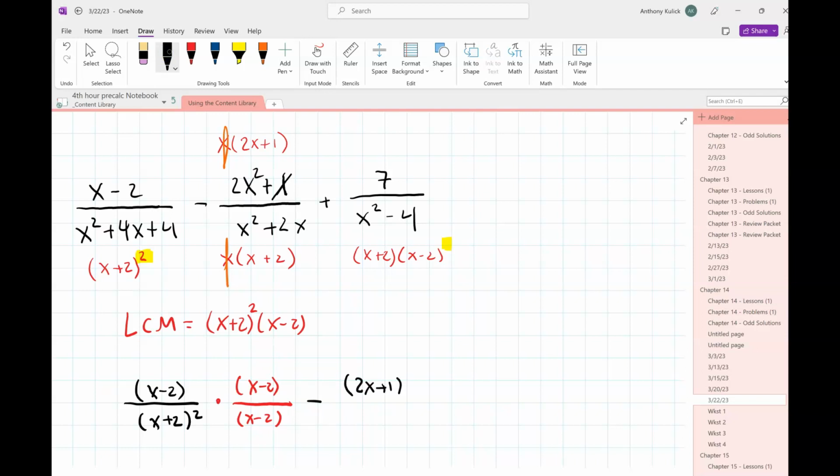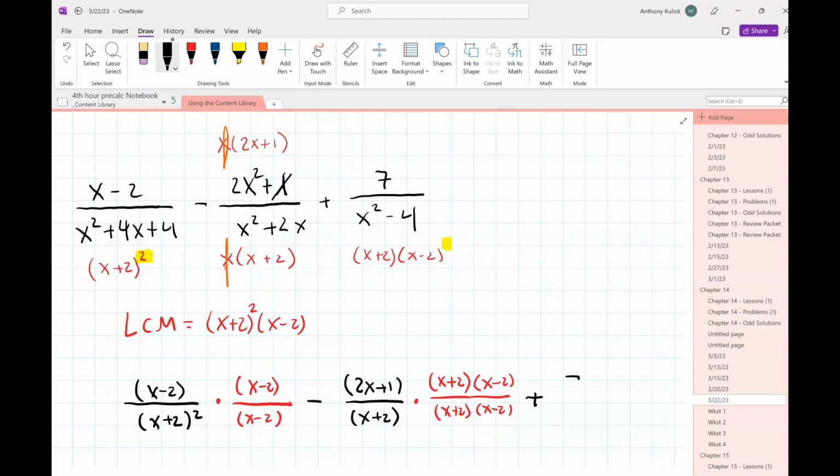And what do we need to multiply the second fraction by to get that least common multiple? X plus 2, not squared, just to the first, and x minus 2. Because x plus 2 times x plus 2 is x plus 2 squared. We already got one of them, so we just need one more.